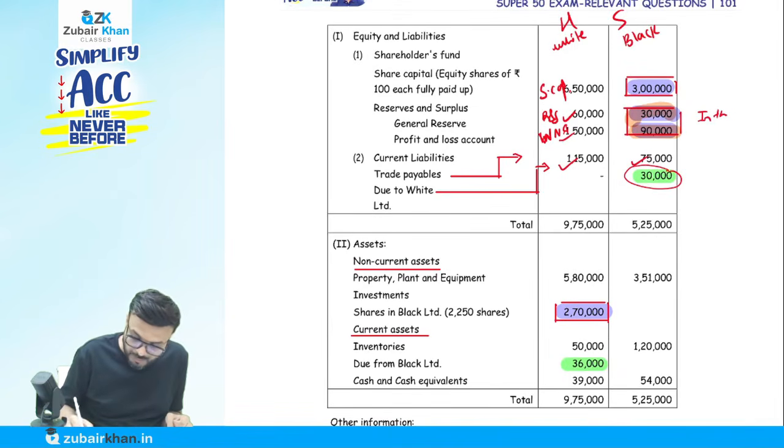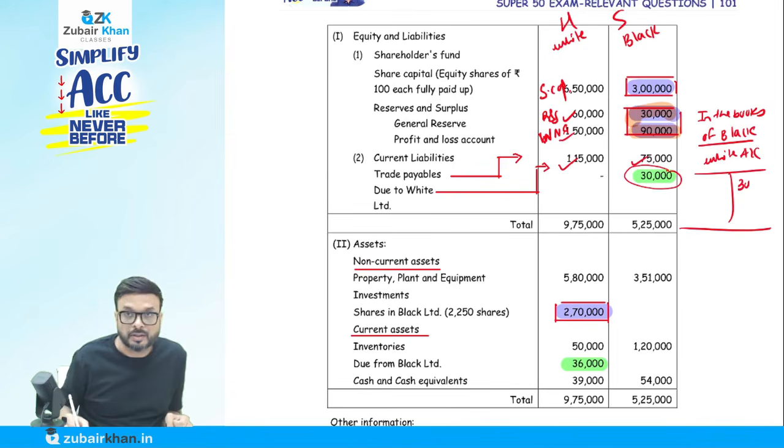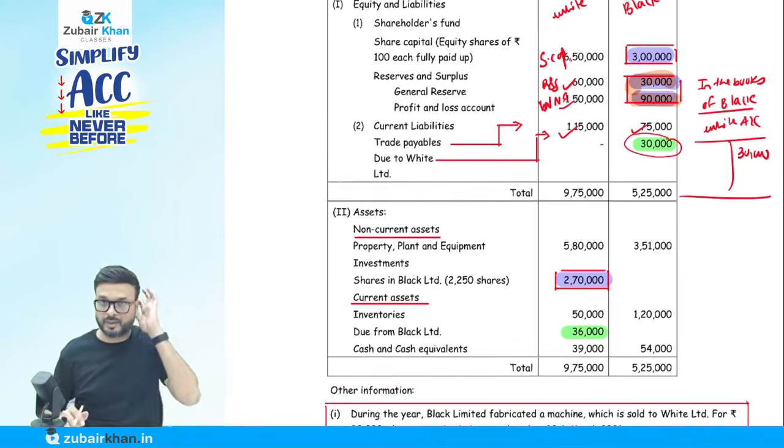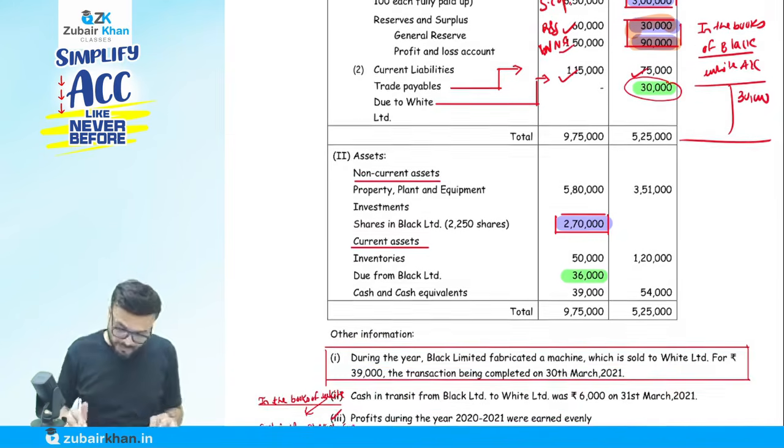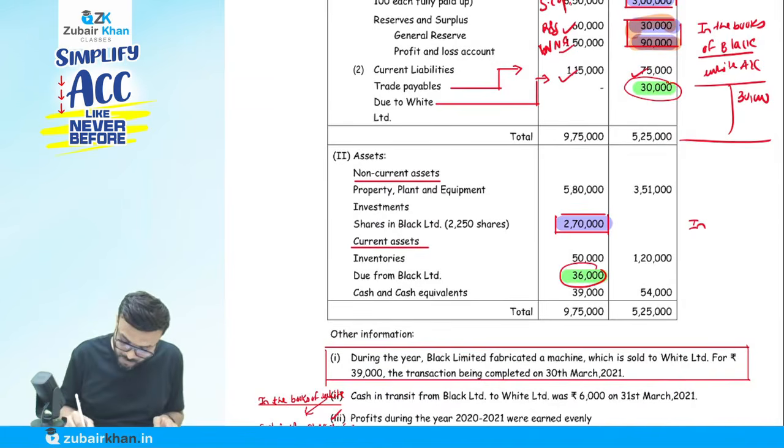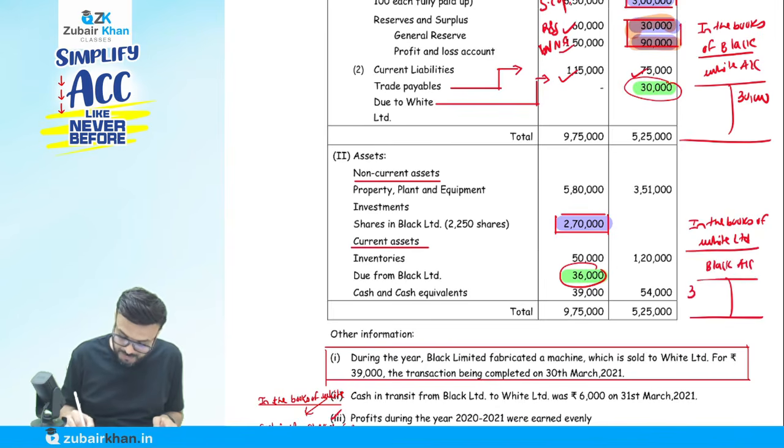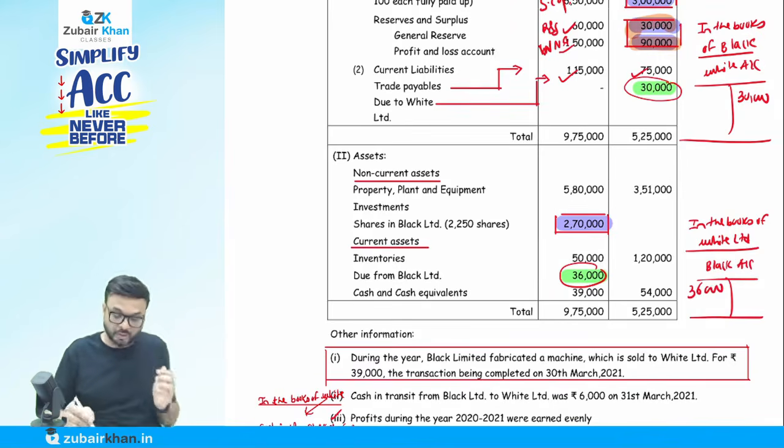So there is a White account, a mutual White account. They have a payable balance, it is coming 30,000. We'll discuss about it later on. Now let me also write in the books of White Limited. There is a Black Limited account. They have a debit balance, it is receivable from them, 36,000. We'll discuss about that.